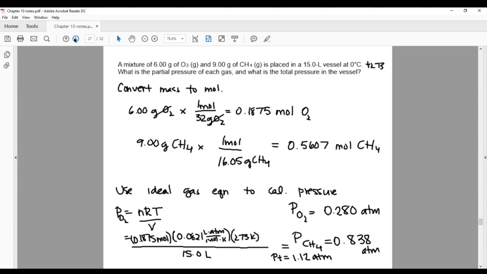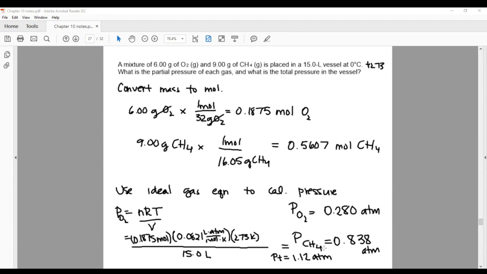They also want to know total pressure. I just add them up. Remember, that's Dalton's law of partial pressures. I have 2 gases in my mixture. I add up the pressure of each of those, and that gives me my total pressure. So when I add those together, my total pressure is 1.12 atmospheres.